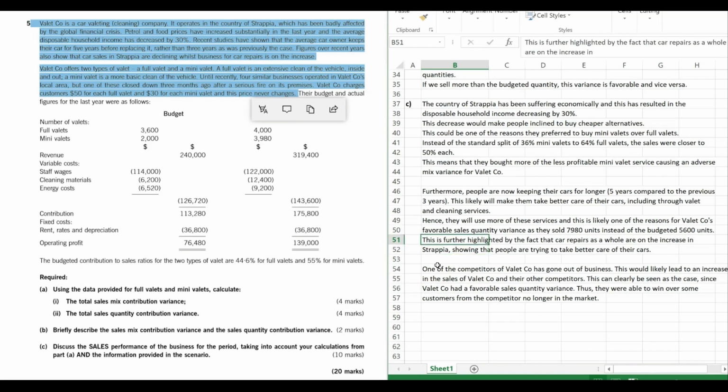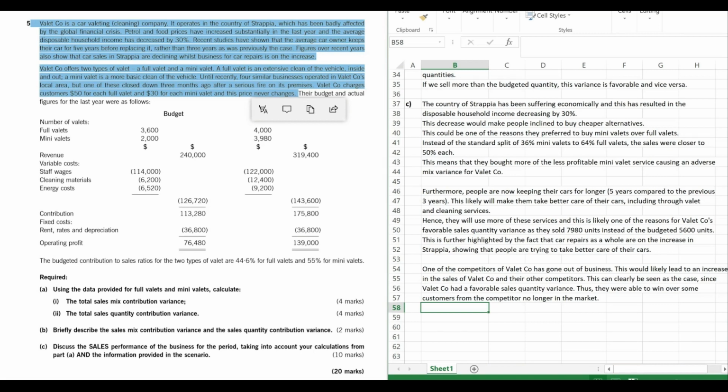Well, now let's start thinking a bit outside the box. We've made 2 points about quantity variance, and that's about it, that the quantity has increased because of people taking better care of their cars and a competitor going out. What about mixed variance? Would either of the points, people keeping their cars for longer or a competitor going out of business, make sense for the mixed variance to be adverse? Well, Valet Co does not change their prices, right? And they have a $30 mini valet service.